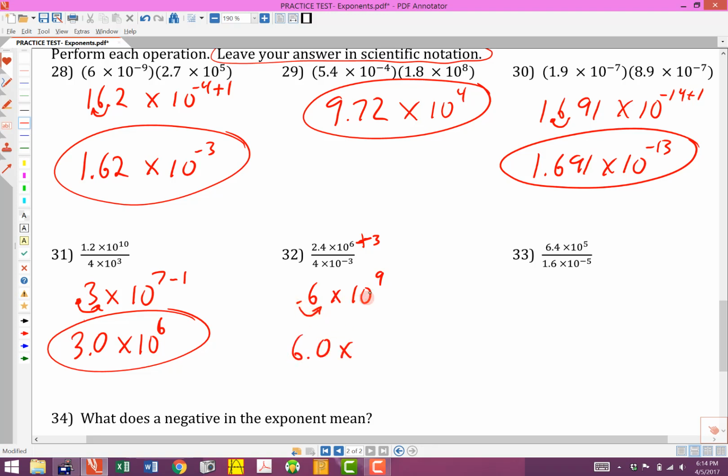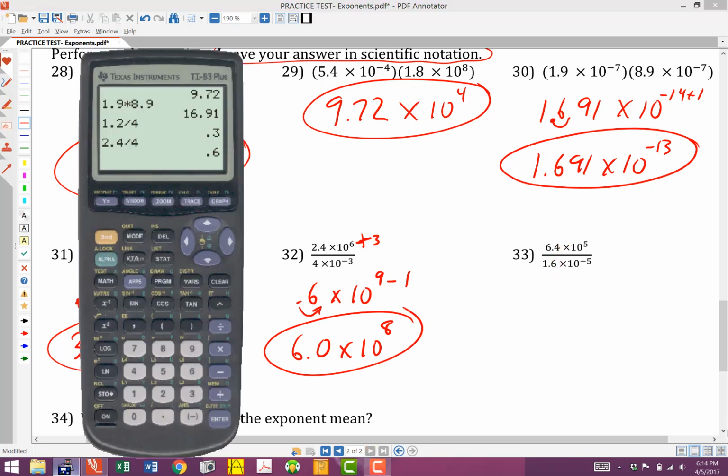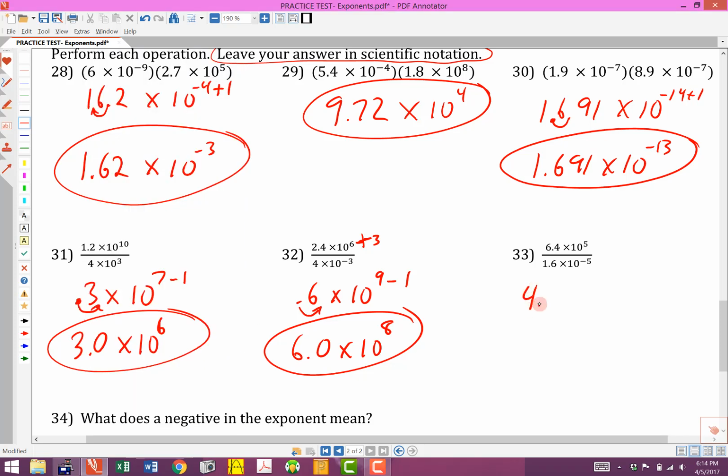If we made that bigger, we need to make this one smaller, so we're going to subtract 1, so this would be times 10 to the 8th. Done with that one, and then let's take a look at this one. Hopefully this one we don't have to move anything around. So we've got 6.4 divided by 1.6, and we end up with 4. So I'm going to write 4.0 just to make sure we know what we're doing.